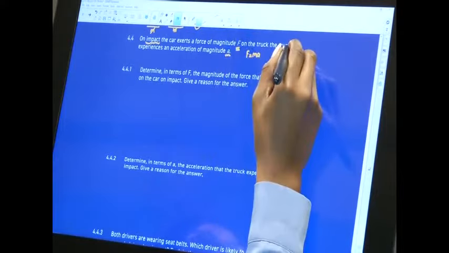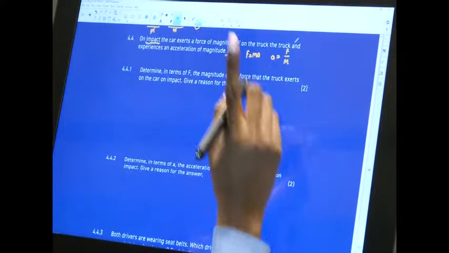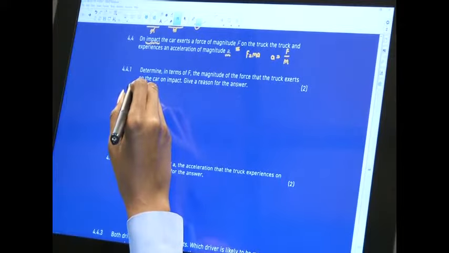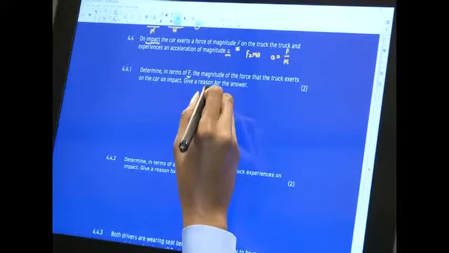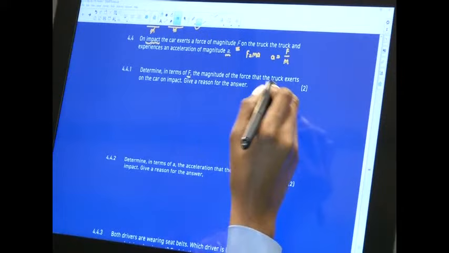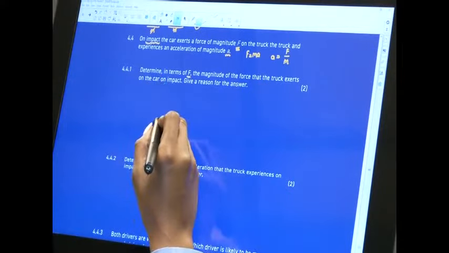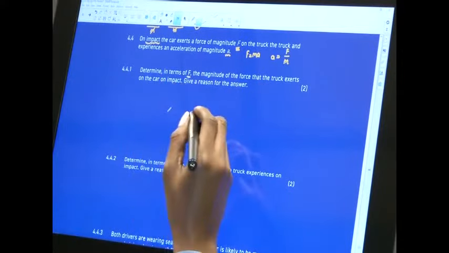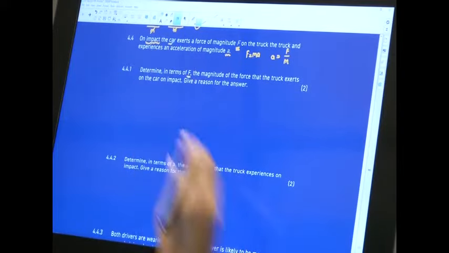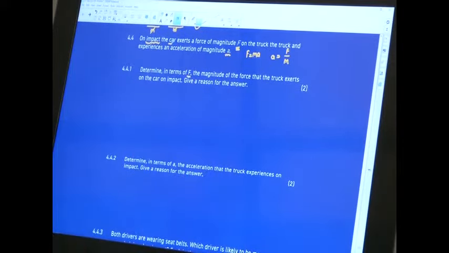So I'm just going to put this there because seemingly when I'm reading the statement we are going to need it. Number 4.4.1 says we must determine in terms of F, so only in terms of F, you don't have to make a calculation, the magnitude of the force that the truck exerts on the car on impact, and we must give a reason for our answer. I just want to go back here. They did say the car exerts a magnitude of F on the truck. Then they're asking us, but then what force will the truck actually give to the car? You can see that it only is for 2 marks.